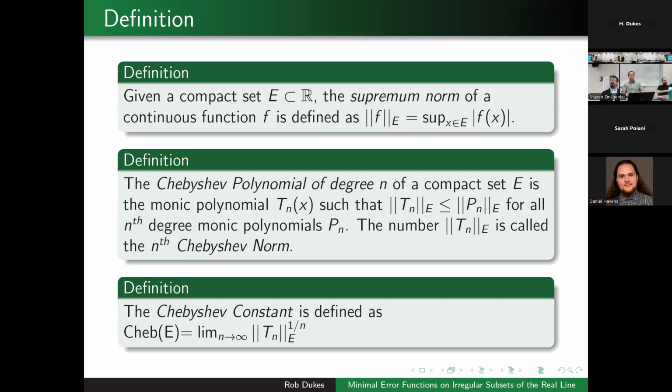Now this norm might get very large, depending on the degree, depending on the complexity of the set. So we define this Chebyshev constant, which is the limit as n to infinity of the nth Chebyshev norm to the 1 over n power. And that has the convenient property that it is always going to exist as long as we're dealing with a compact set. And so our goal here will be to figure out how big these are and do they go to infinity or not.